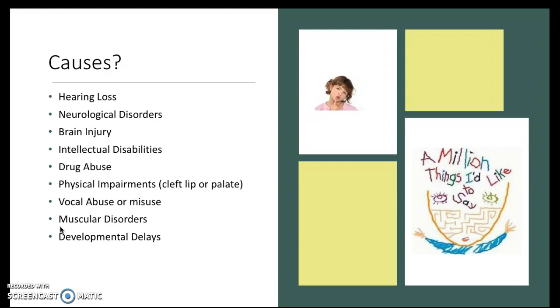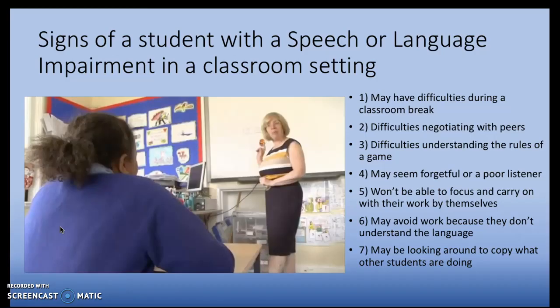It can be drug abuse when they're in their parent's womb. It can be physical impairments when they're born. They can have a cleft lip or a palate. It can just be a vocal abuse or misuse as they're growing up. It can be that they have muscular disorders, which affects the way your muscles function, which affects the way you're able to develop. So these are just some of the causes that are important to acknowledge.